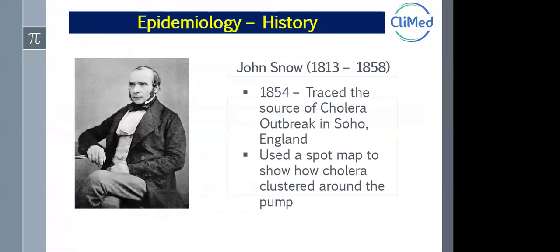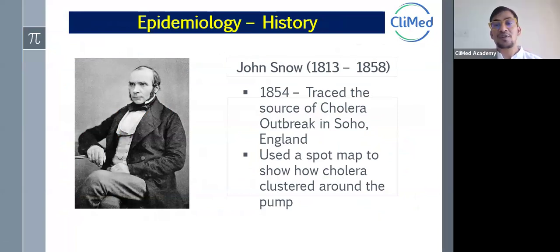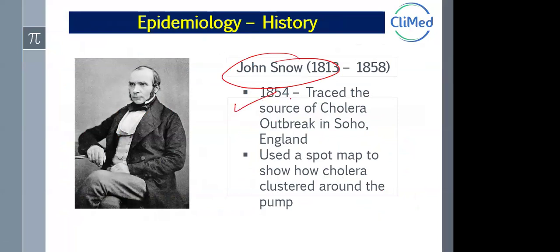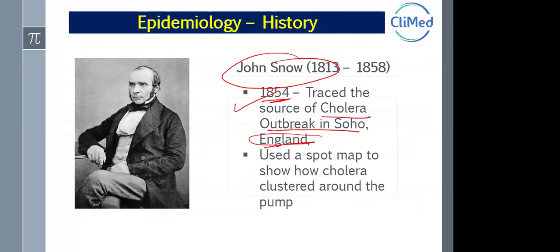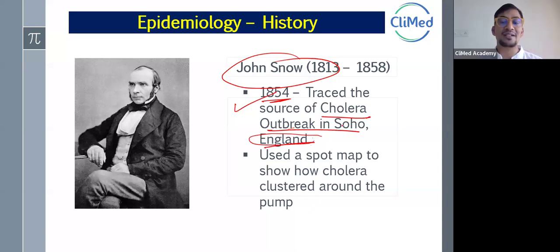So how did epidemiology come into existence? From 1813 to 1858, the first term epidemiology came by John Snow. He was the person who, in 1854, traced the cholera outbreak in Soho, England. He was the British epidemiologist, or British clinician actually, a British physician.